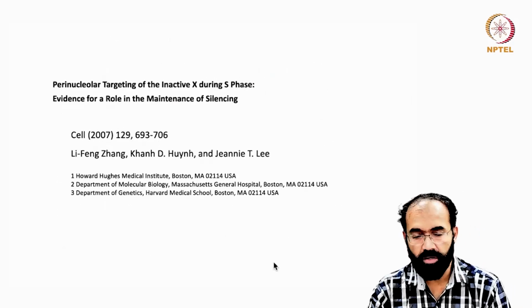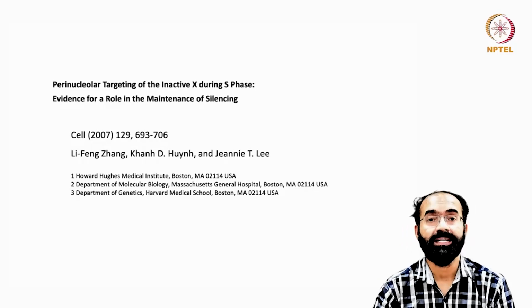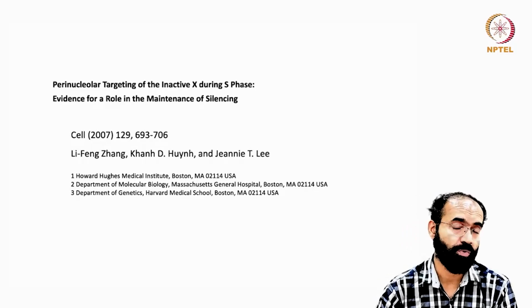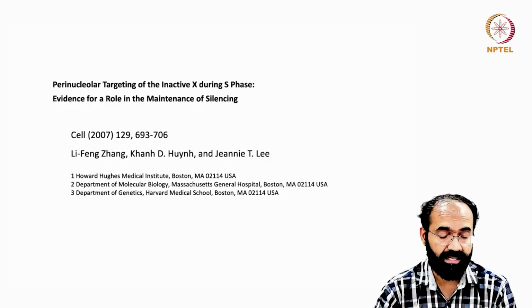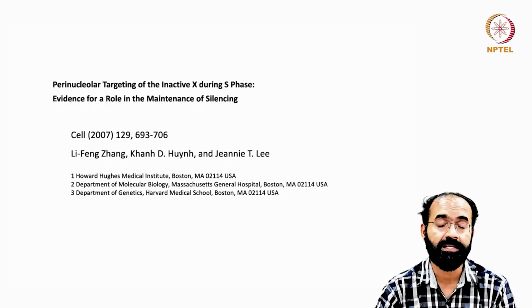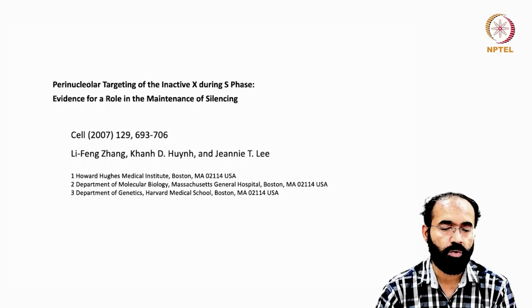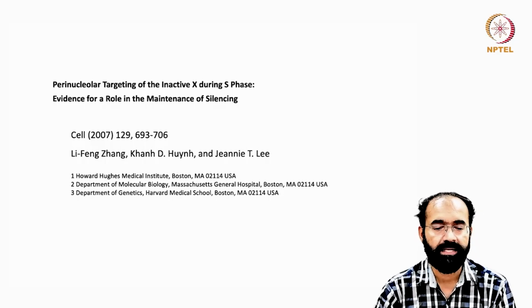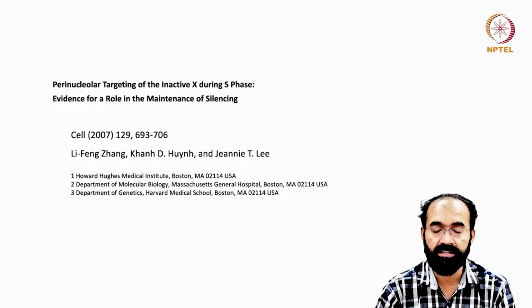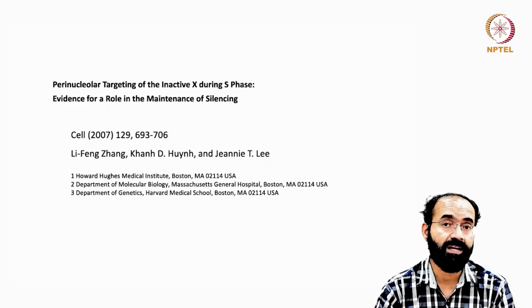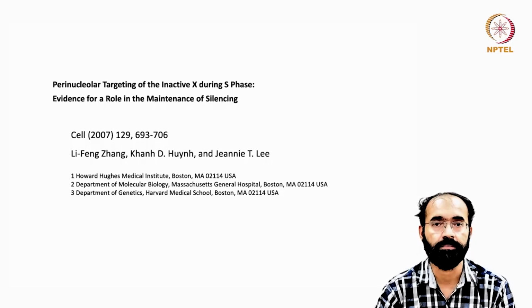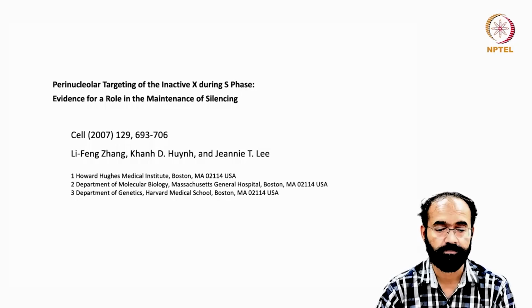So perinucleolar targeting of the inactive X happens during the late S phase, and it is maintained in the S phase. It is always found in the periphery, and its replication happens in the late S phase. Evidence for a role in the maintenance of silencing is discussed in this article. So you can read, and we will also address it in a clear manner in the subsequent topics.